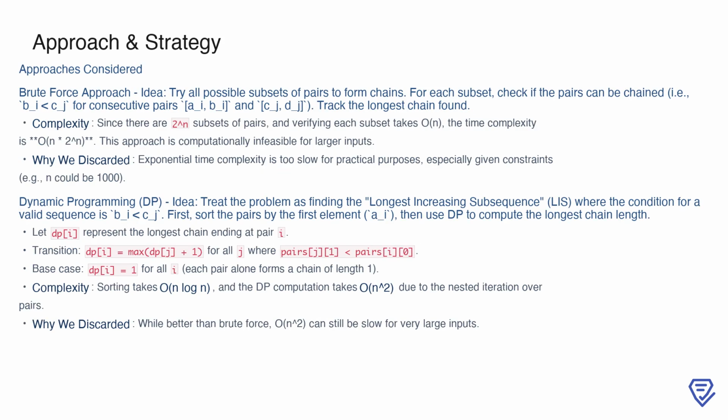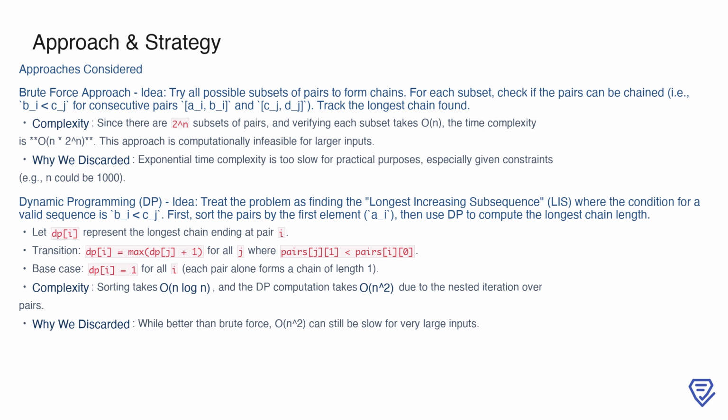When tackling the maximum length of pair chain problem, we initially considered a brute force approach. The idea here is to try all possible subsets of pairs and then check whether each subset forms a valid chain. For a valid chain, the second value of one pair must be less than the first value of the next pair. While this method guarantees finding the longest chain, it comes with a significant drawback: the time complexity is n*2 to the power of n. This is because there are 2 to the power of n subsets, and verifying each subset takes n. For larger inputs, such as when n reaches 1000, this approach becomes computationally infeasible.